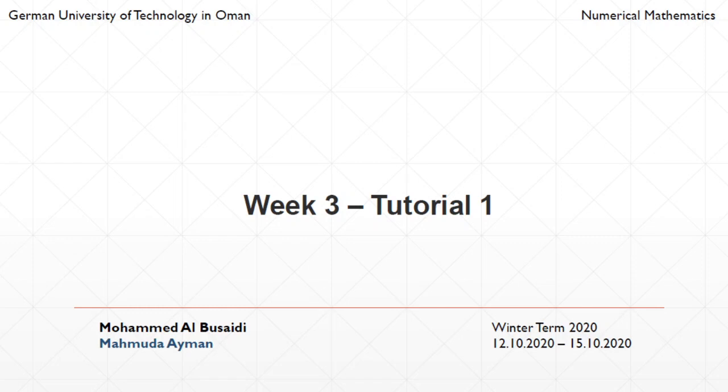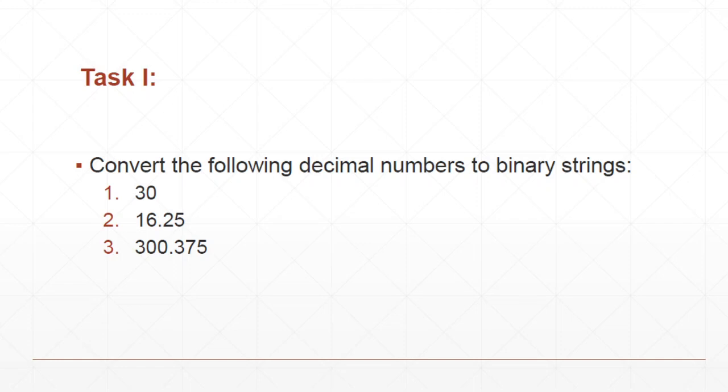Hi everyone, today we are going to do tutorial 1 and we are in week 3 now. So our first question is about converting decimal numbers to binary strings, and the first number we have is 30. So let's start solving one by one, and then we have even decimal numbers and also one more bigger number with decimal. So I hope at the end of the solution you will have an idea how to convert different kinds of decimal numbers to binary strings.